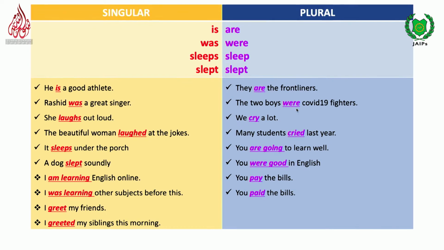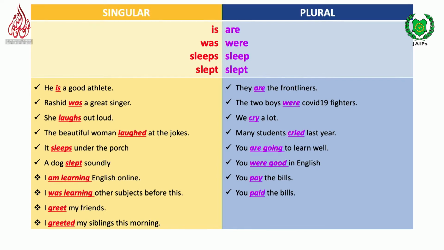Okay, we shall refresh our memory with a simple overview, which you can see in the table. There are singular verbs and plural verbs. For example, you can see on the slides, we have is, was, sleeps, and slept for singular verbs. And we have are, were, sleep, and slept for plural verbs, okay? So, these are just examples. As we go further, you will see more, okay?